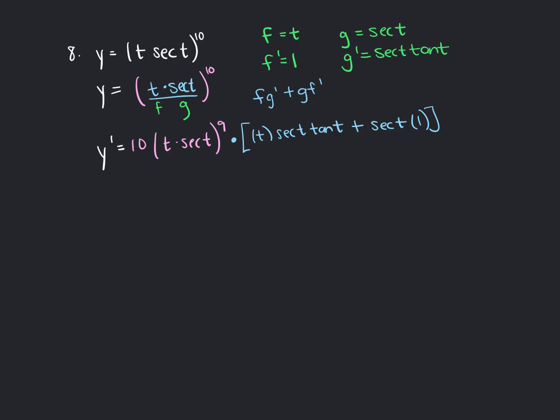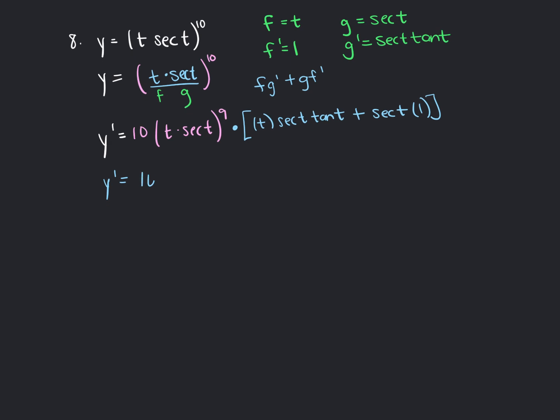All right, so we're going to clean this up. I get y prime equals, let's see, 10. Really, we just have what we have here. 10 times t secant t to the 9th times t secant t tangent t plus secant t. And that's our final answer.